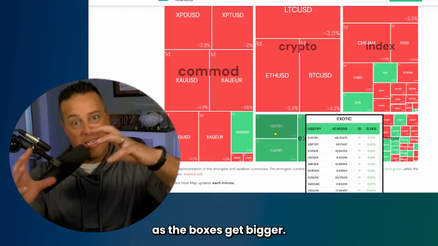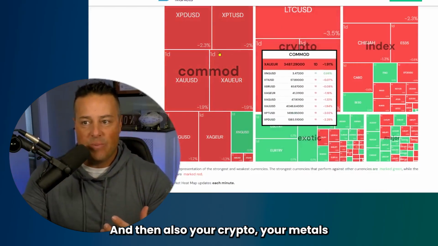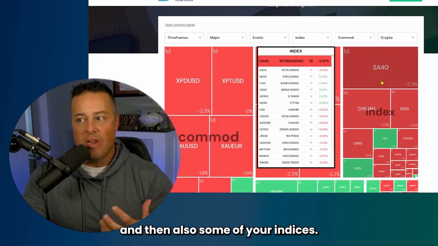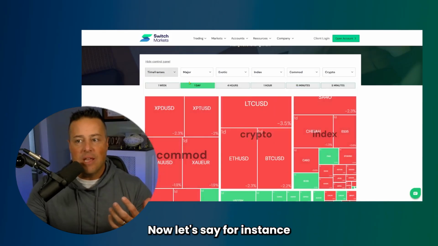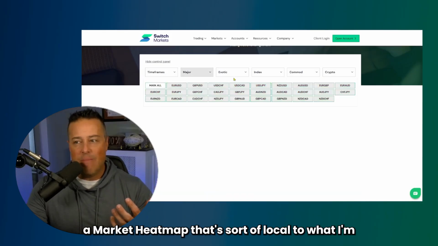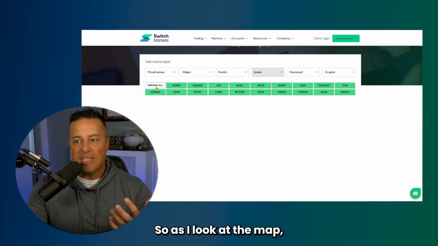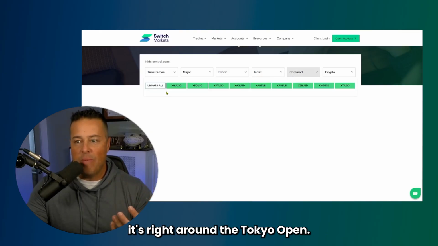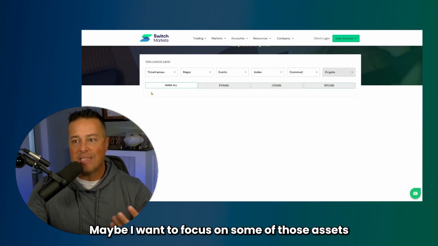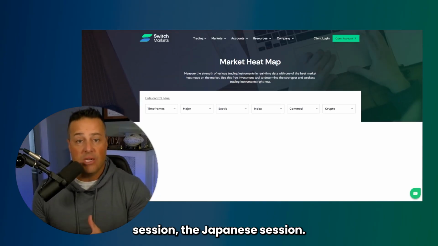Exotics, more volatility as the boxes get bigger. And then also your crypto, your metals, and then also some of your indices. Now, let's say, for instance, that I wanted to build a market heat map that's sort of local to what I'm going to be trading right this minute. So as I look at the map, it's right around the Tokyo Open. Maybe I want to focus on some of those assets that are local to the Tokyo session, the Japanese session.